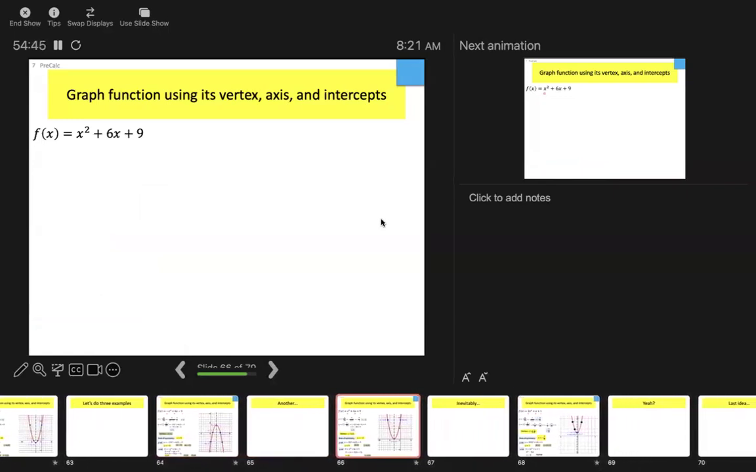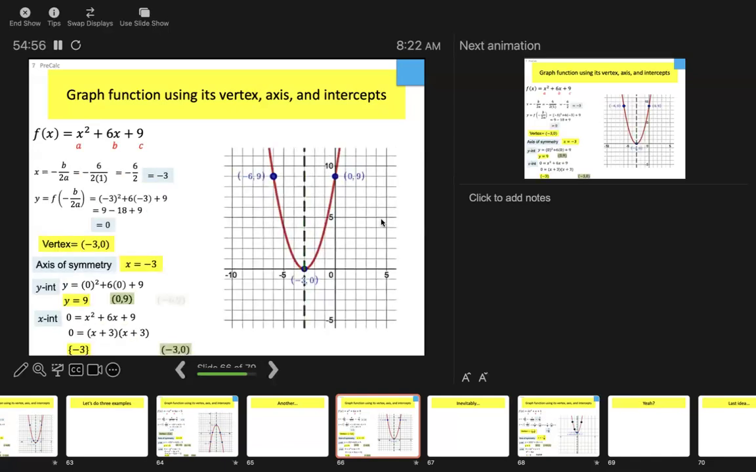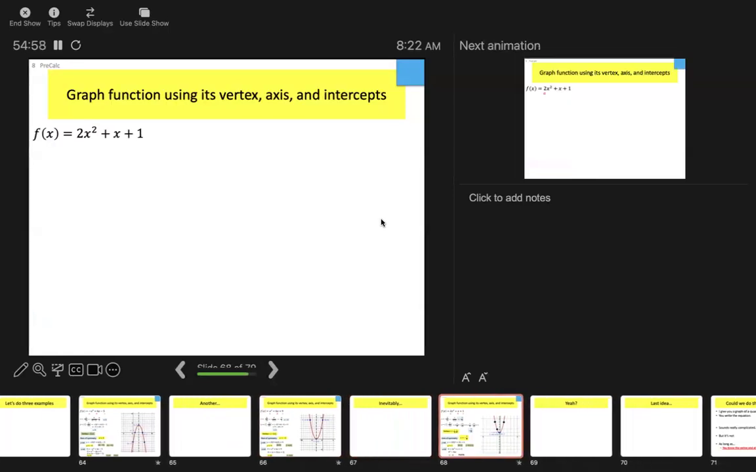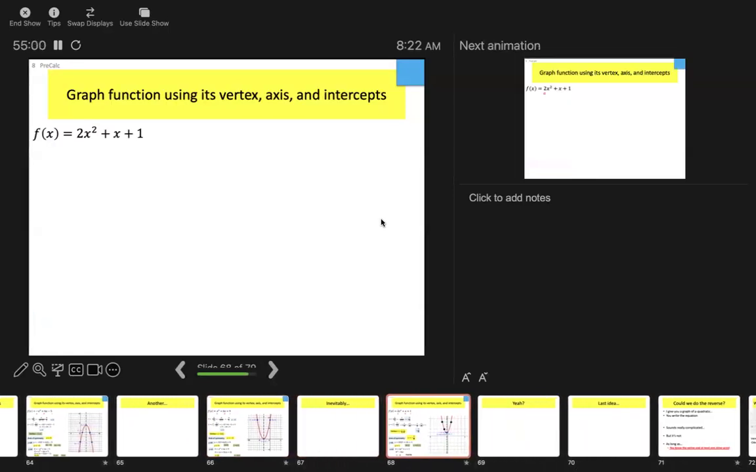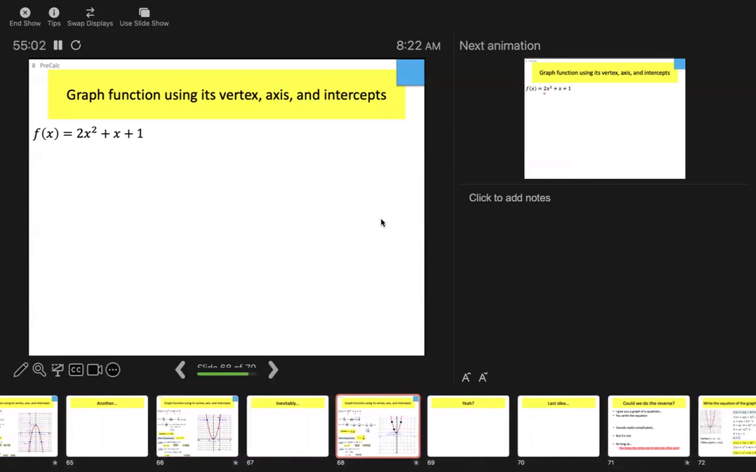You want to do this one or the next one? Which one looks more challenging? The next one looks more challenging, all right. We'll do the next one. Okay. Here we go. Ready? Now what?